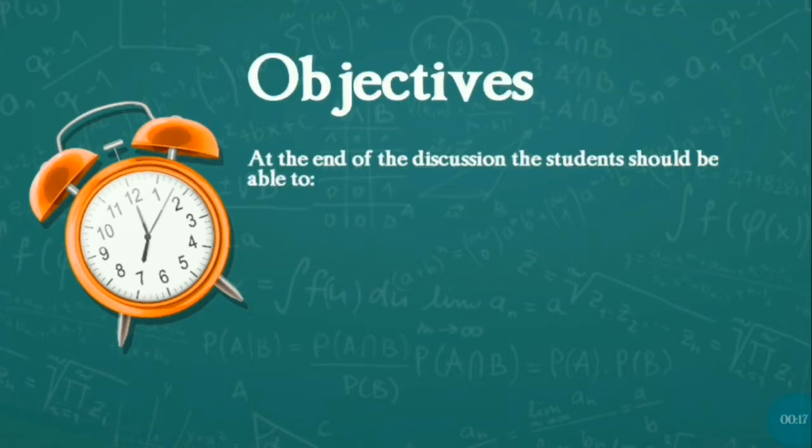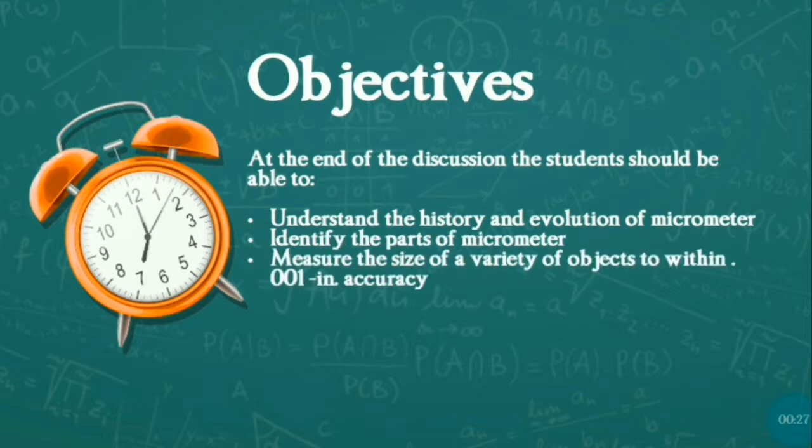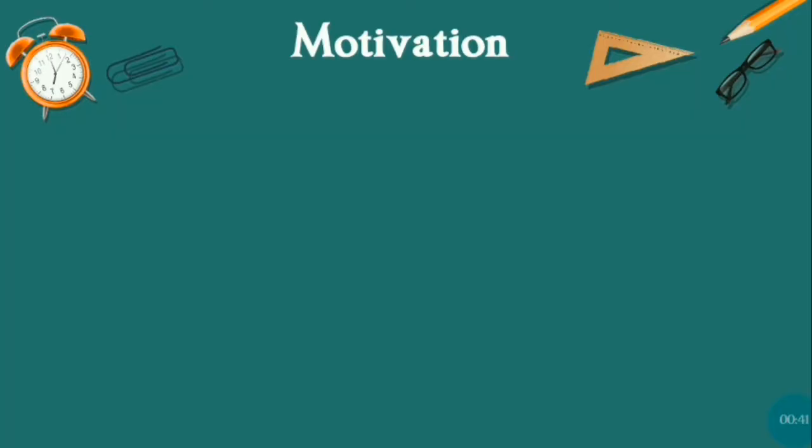Objectives. At the end of the discussion, the students should be able to understand the history and evolution of micrometer, identify the parts of micrometer, measure the size of a variety of objects to within 0.001 inch accuracy, and determine micrometer using English reading. Before we start, we will have a short activity.